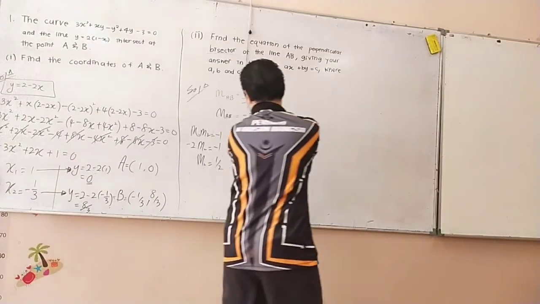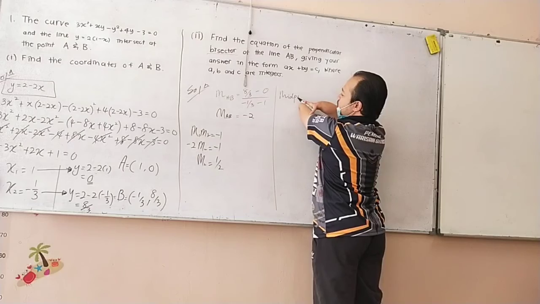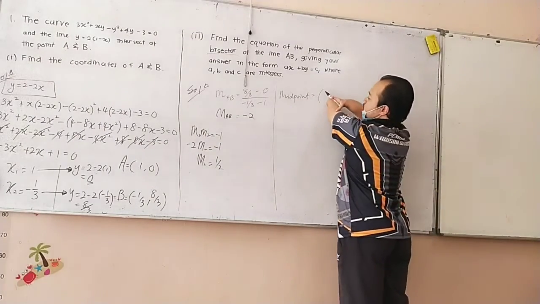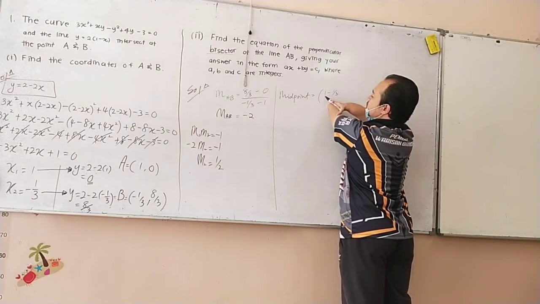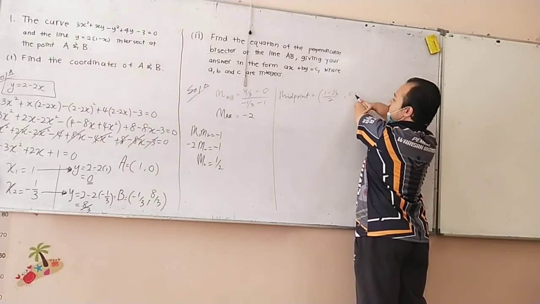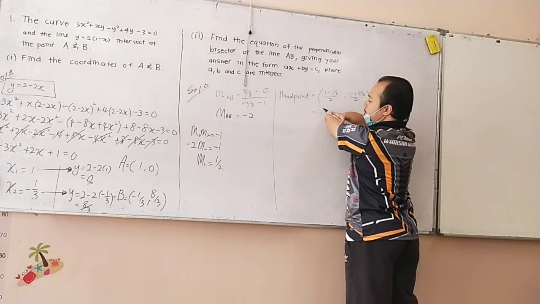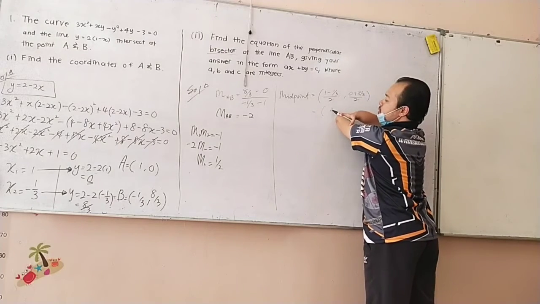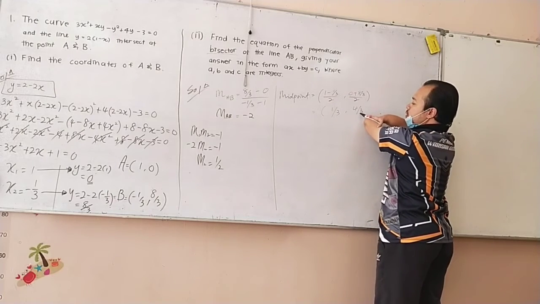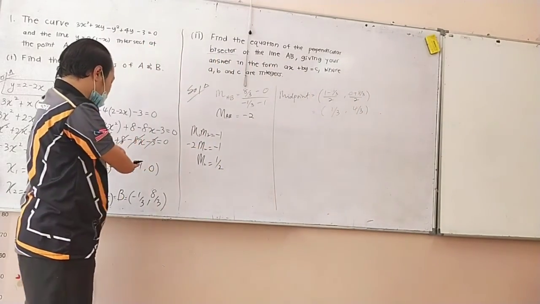Okay, now before we find the straight line equation of the perpendicular bisector, you need to know the midpoint first. Okay, let's find the midpoint. So next step, the midpoint of AB. So midpoint of AB, x1 plus x2 divided by 2, so 1 minus 1 over 3 divided by 2, and y1 plus y2 divided by 2, 0 plus 8 over 3 divided by 2. So Anas, what is the midpoint? 1 over 3 and 4 over 3. So this is the midpoint between A and B.